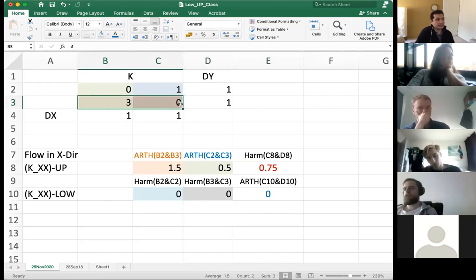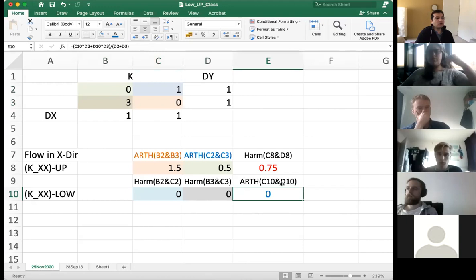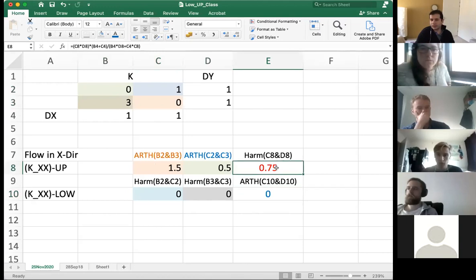The harmonic average of this layer, zero, three and zero, is zero. The harmonic average of zero and one is zero also. So both values here are zero. Then the arithmetic average of two zero values will give you zero. So the lower bound will give you zero, while the upper bound would give you some permeability there.